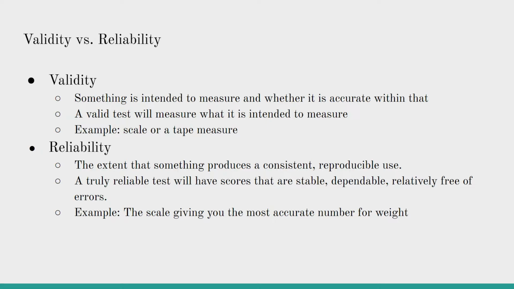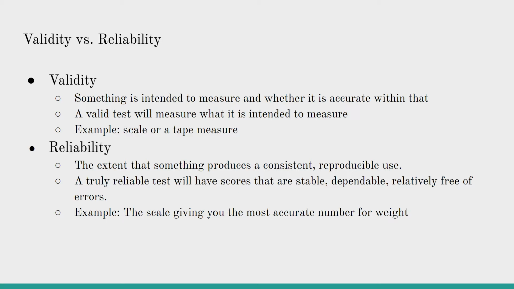First, validity. Validity is what something is intended to measure and whether it is accurate within that. And that's all I really have to say there. I think that explains it pretty well. Obviously, a valid test will measure what it is intended to measure. For example, a scale or a tape measure will measure stuff, right?